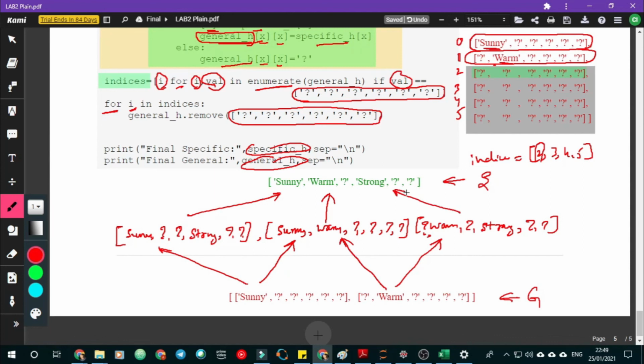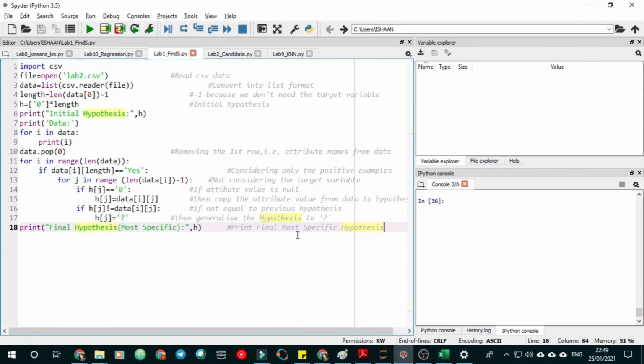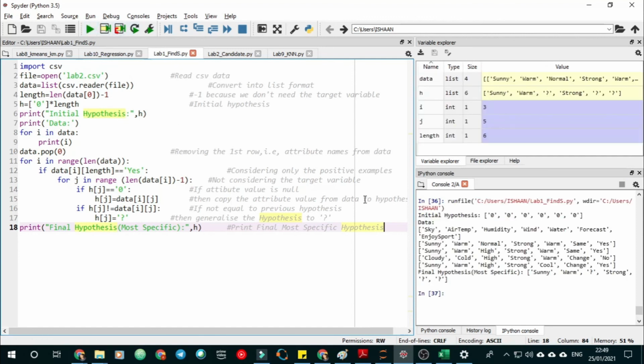So this was the candidate elimination version space, what we have just found. Now we'll execute the program and we'll wind up. Okay, before we go to the second lab program, we just run the first lab program. Okay, we just run it.